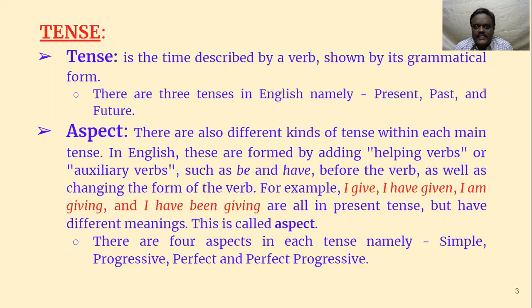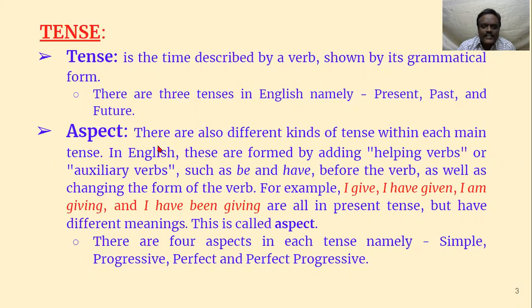Tense is a time described by a verb, shown by its grammatical form. There are three tenses in English, namely present, past, and future. And everybody knows about this. Already in the last class, I have explained in detail.